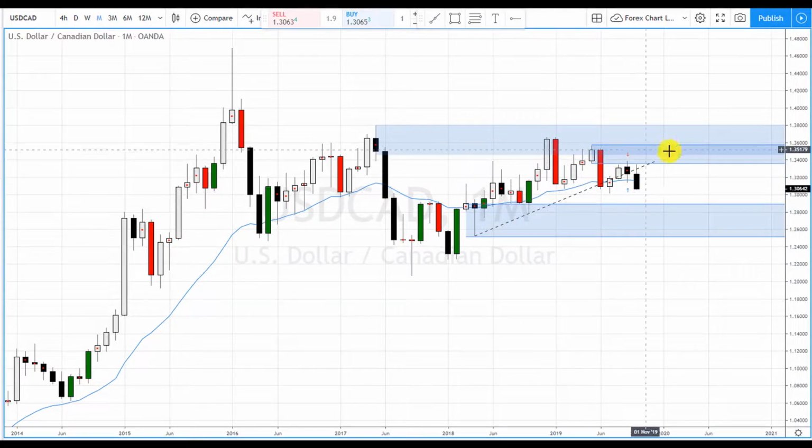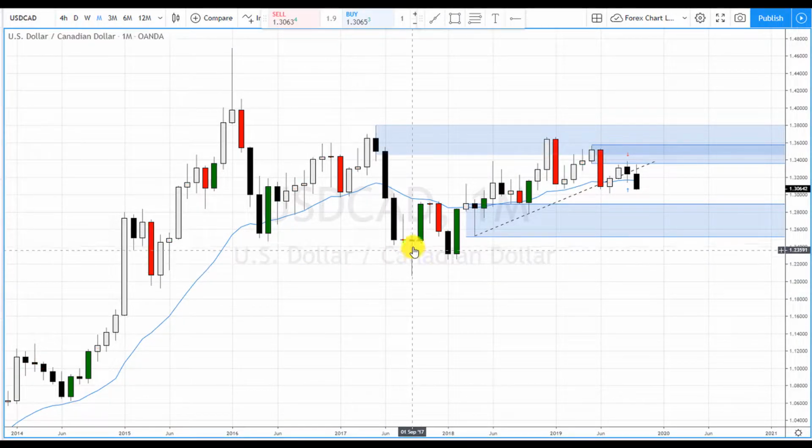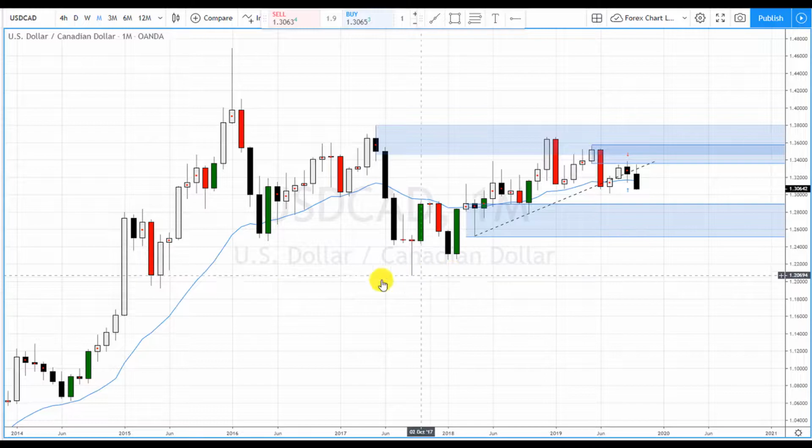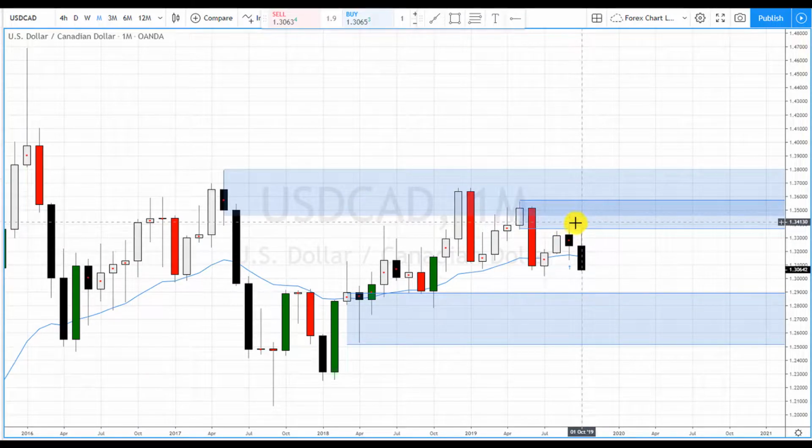Okay, so we have, this is not very clear, but we do have, let's see, we have supply up here, tested it, and then supply right here. Okay, and then a new area of supply created down here and touched it one time and then reacting to it.